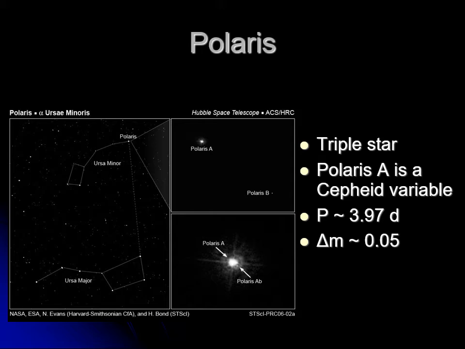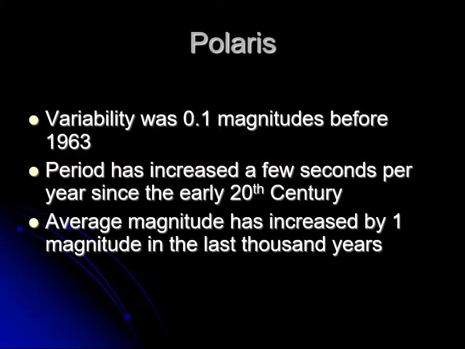About the smallest variation that you can see with the eye is close to 1/10 of a magnitude, and even then you can really only verify that if there's another star nearby that's similar in brightness that you can see the variation. So you can't see this visually, but it does vary. The interesting thing is that variability was about 1/10 of a magnitude prior to 1963. And the period has been increasing a little bit ever since they first rediscovered that it was a Cepheid variable.